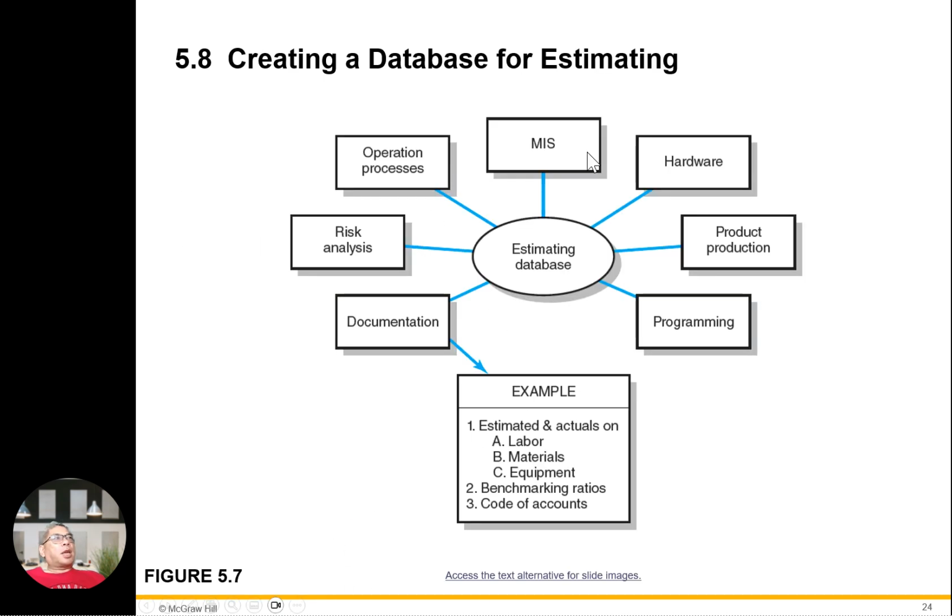5.9, creating a database for estimations. Estimating database all the way from documentation, risk analysis, operation processes, MIS, hardware, productions, programming. Example here: estimated and actual of labor, materials, equipment, benchmarking, as well as code of account.